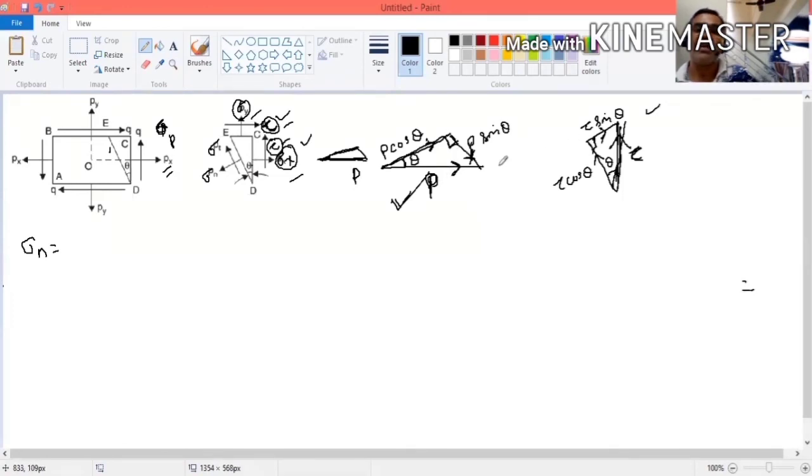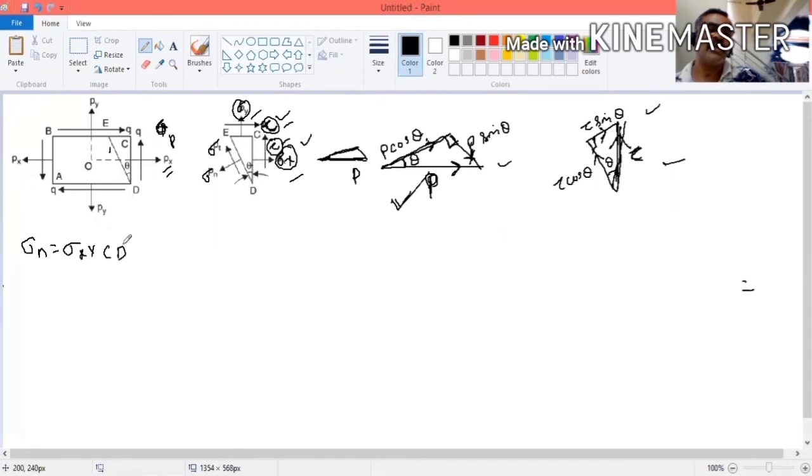Now, how to convert to load? We have explained here. Now, sigma n. I want to resolve all the stresses along this direction. So sigma n is equal to, this is sigma x. Sigma x is a stress, so first you convert the stress into load. Load means you have to multiply with the area. This load is acting in CD.